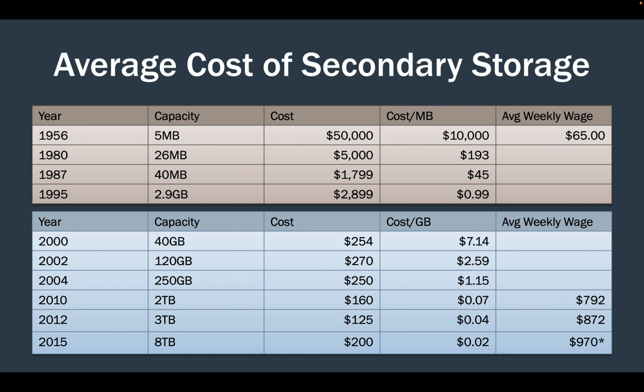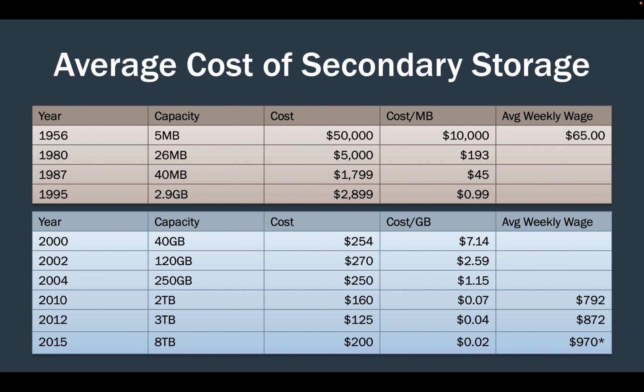So I did some research on the average cost of secondary storage. In 1956, you could buy a 5 megabyte hard drive, and it would cost you $50,000, which is $10,000 per megabyte, when the average weekly wage was around $65 in the US. It was the size of half a fridge, a stove, dishwasher, about that size, and very, very heavy, and would have to be specially ordered and made for you and all the rest of it.